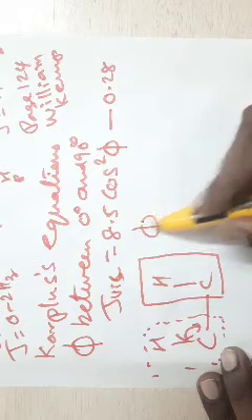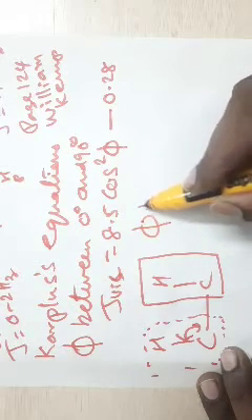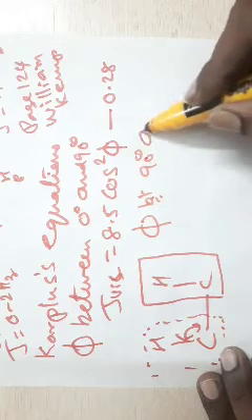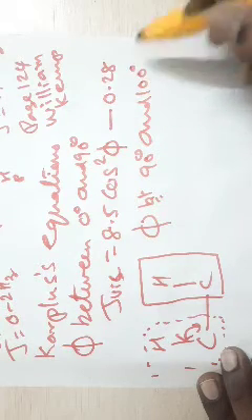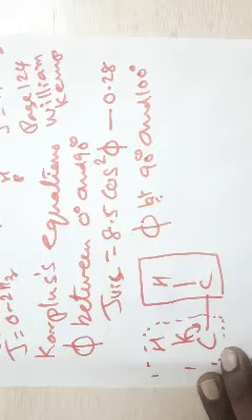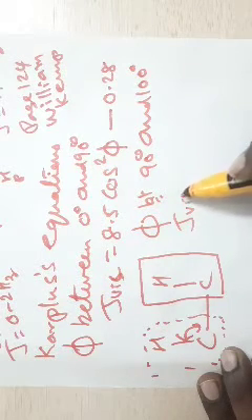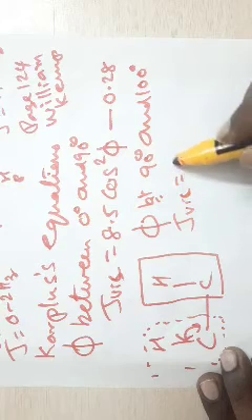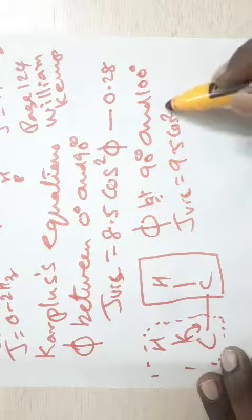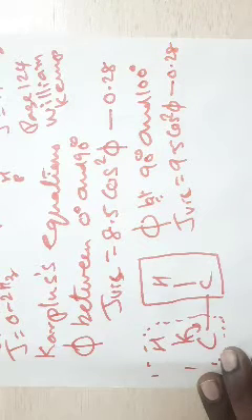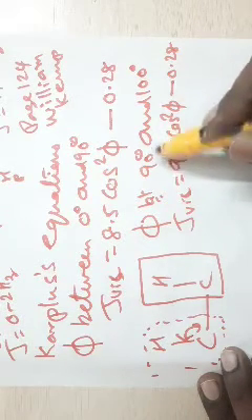Suppose the dihedral angle is between 90 degree and 100 degree. Then the coupling constant value is given by J vicinal equal to 9.5 cos square phi minus 0.28, if the dihedral angle is between 90 degree and 100 degree.